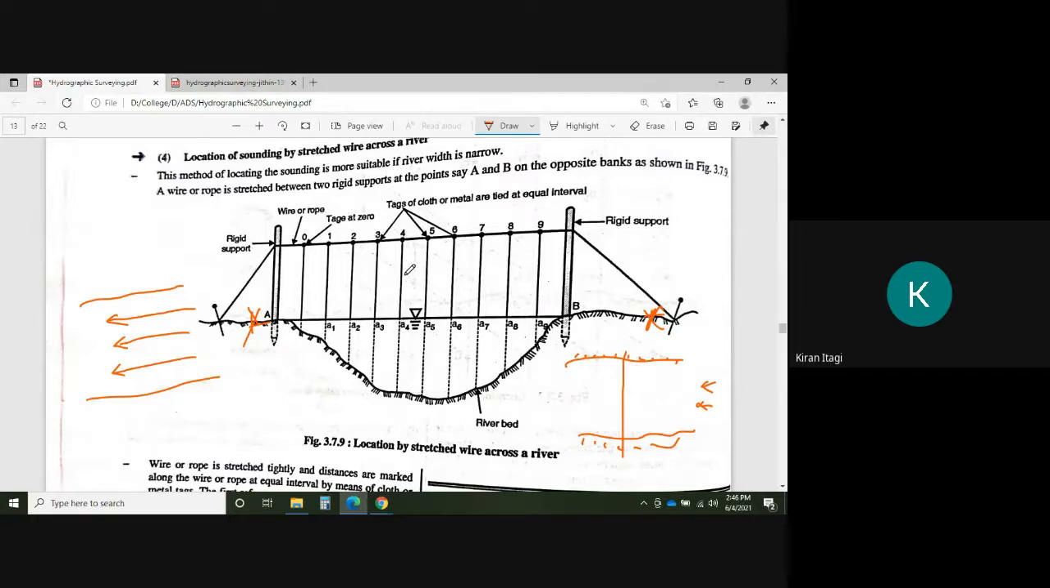Here we have two supports, you can call it a mini bridge also. They will stretch a wire, and here we have some tags 0, 1, 2, 3, or cloth or metal markers, which are kept at equal intervals. They will come at this point and take a sounding, then come to the next point and take a sounding, A2, A3, A4, A5, and so on up to A9. So this is another type of taking soundings.